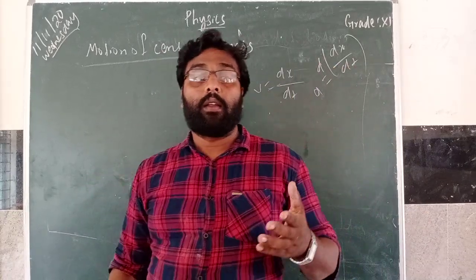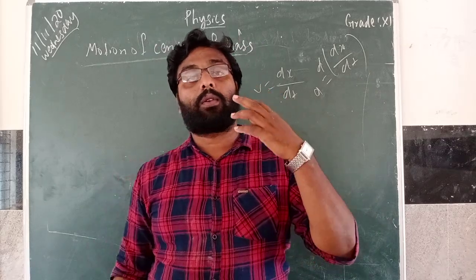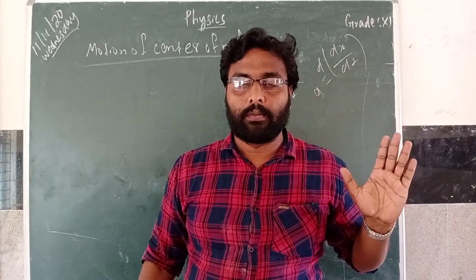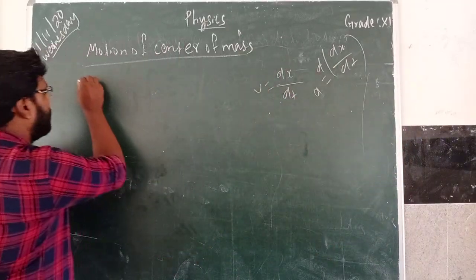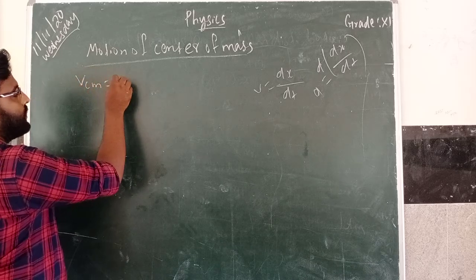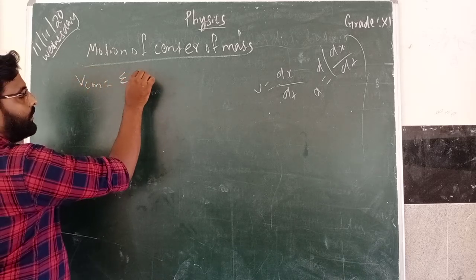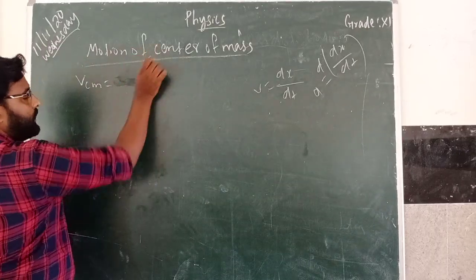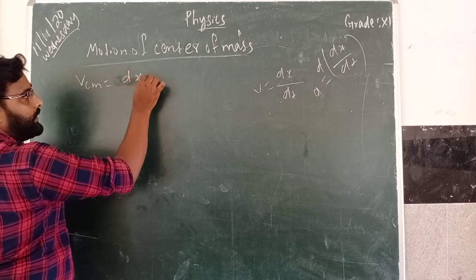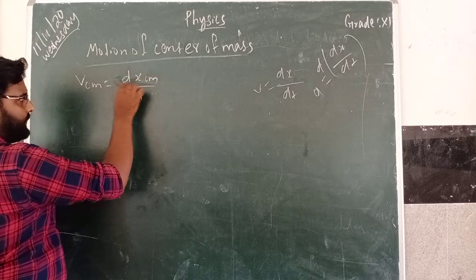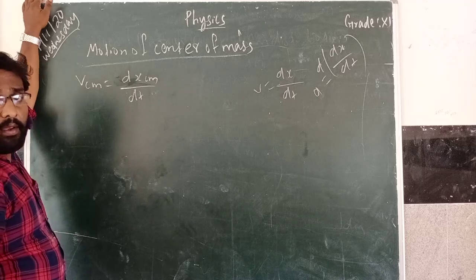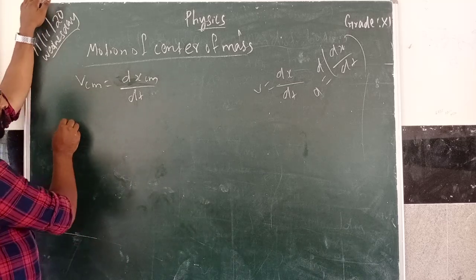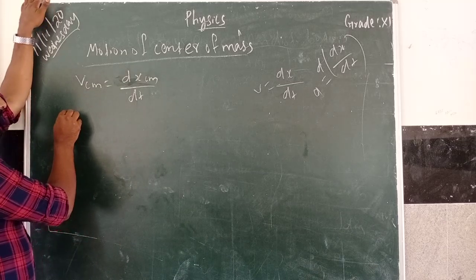So you can find the motion of the center of mass when this rigid body moves. You can write VCM is equal to the first differentiation of xcm, dxcm by dt, displacement by time. So from this you can write this formula.